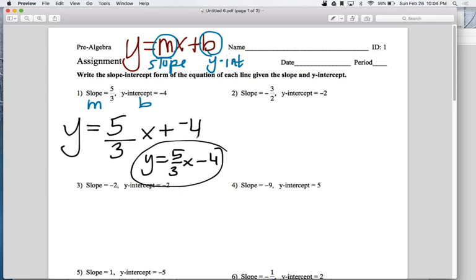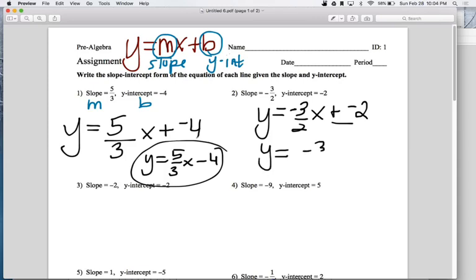Okay, number 2, y equals something x plus something. Well, my m is -3/2, my b is -2. We don't want a plus sign next to a negative, so we end up with y equals -3/2 x minus 2.